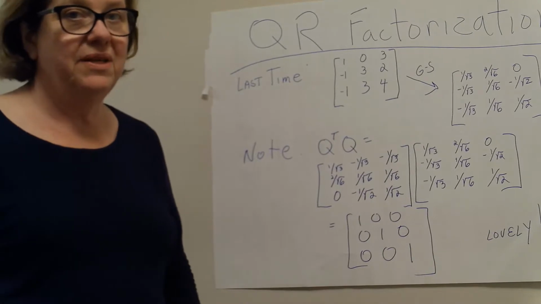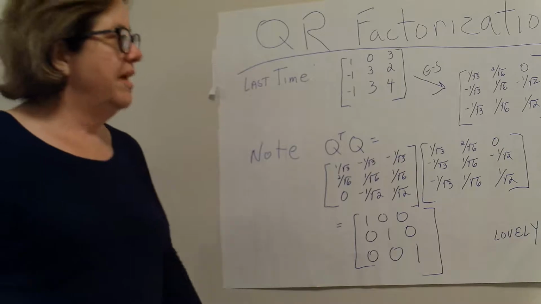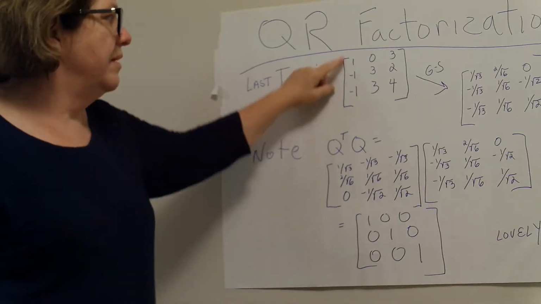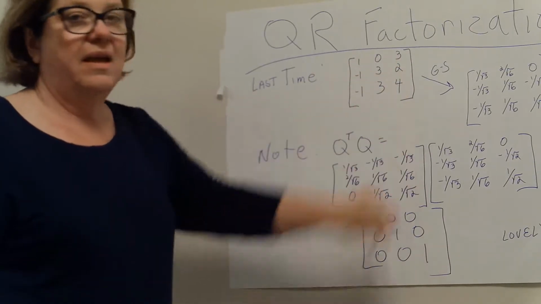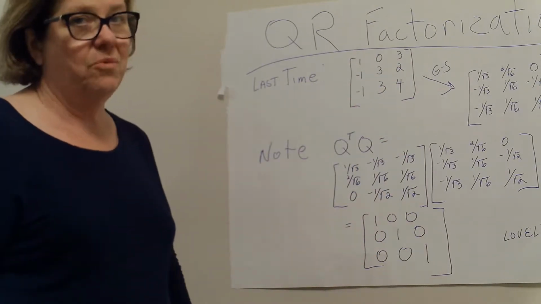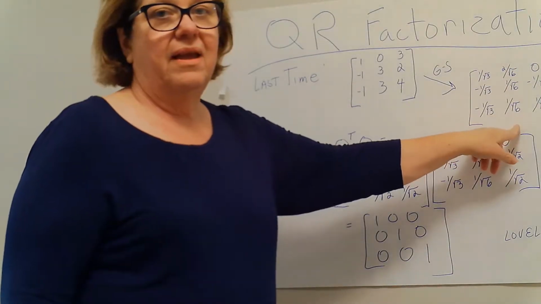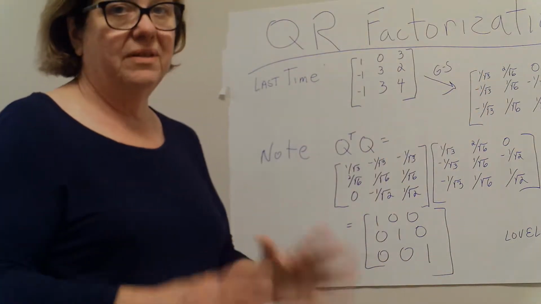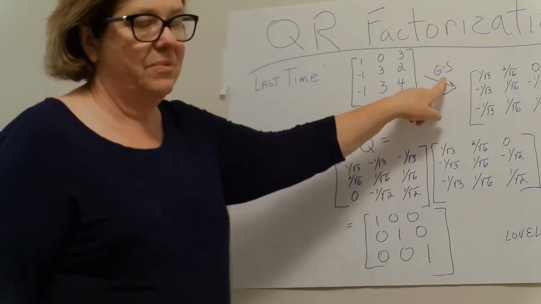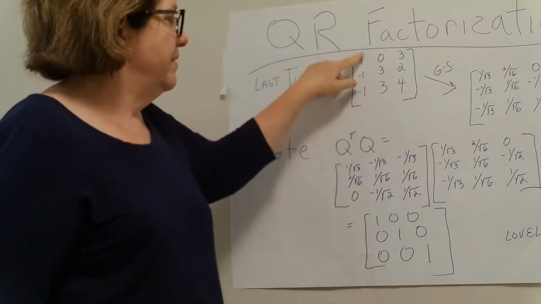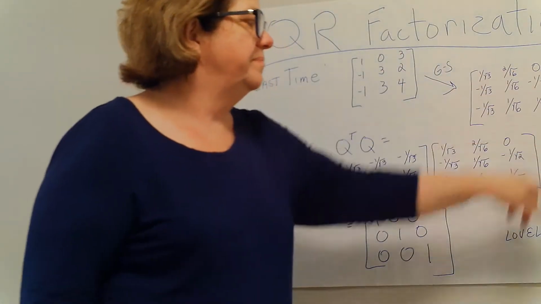The topic for this video is QR factorization. Now last time we showed how to take these three vectors, we actually used these three vectors, and turn them into orthonormal vectors. Vectors that are orthogonal and with a norm of 1, with a length of 1. So we used the Gram-Schmidt orthogonalization process. We took these three vectors and turned them into these three vectors.